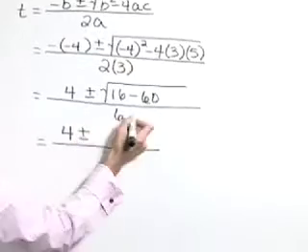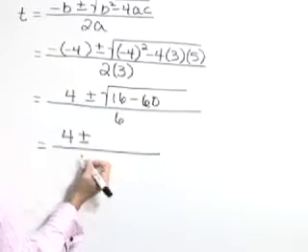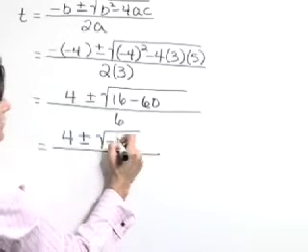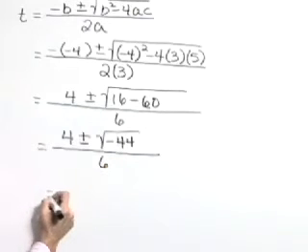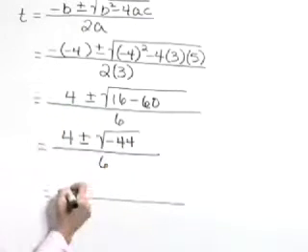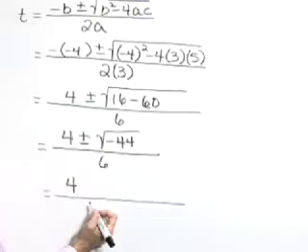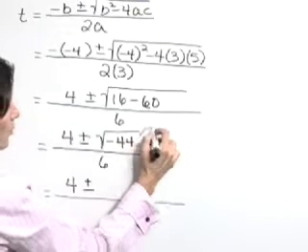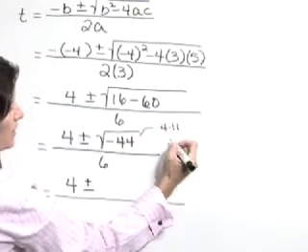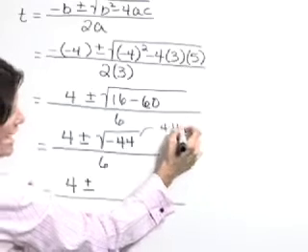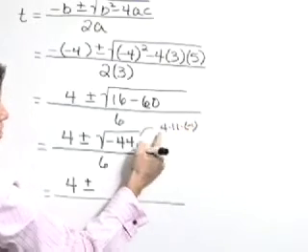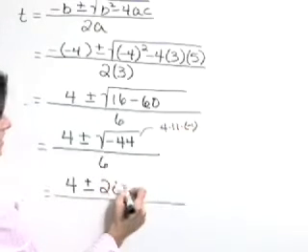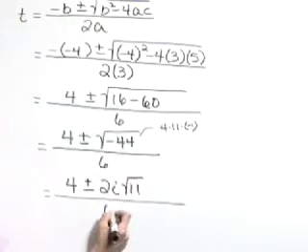Continuing to simplify, this numerator becomes 4 plus or minus the square root of negative 44 all over 6. Now this is going to lead us into the complex number system because we've got the square root of a negative value. Let's write this numerator as 4 plus or minus. That 44 is 4 times 11. We've also got that negative 1 in there as well. The square root of 4 is 2. The square root of negative 1 is i. 11 stays underneath the radical.